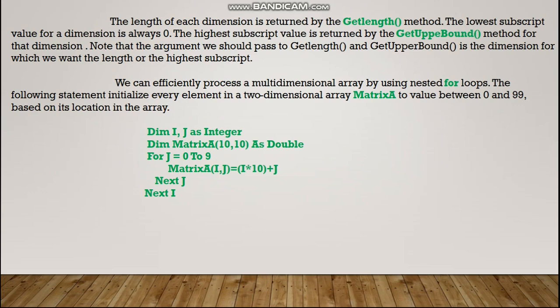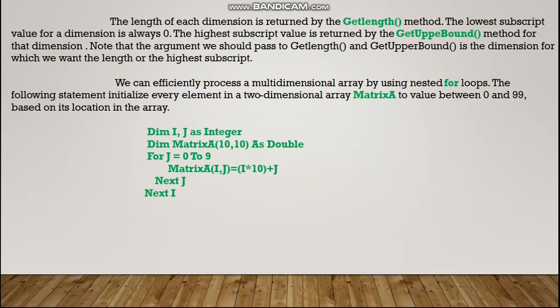The length of each dimension is returned by the GetLength method. The lowest subscript value for the dimension is always 0. The highest subscript value is returned by the GetUpperBound method for that dimension. Note that the argument we pass to GetLength and GetUpperBound is the dimension for which we want the length or highest subscript. We can efficiently process a multi-dimensional array by using nested For loops.